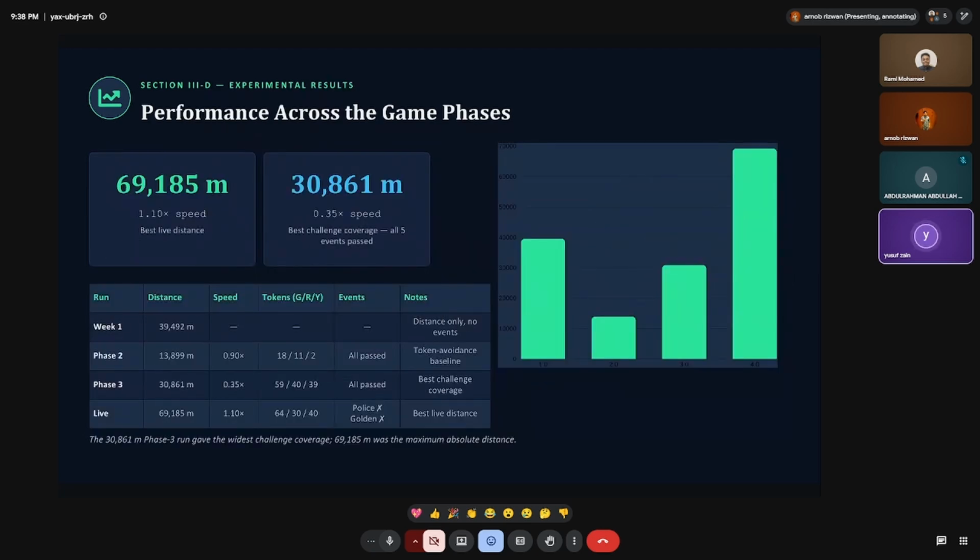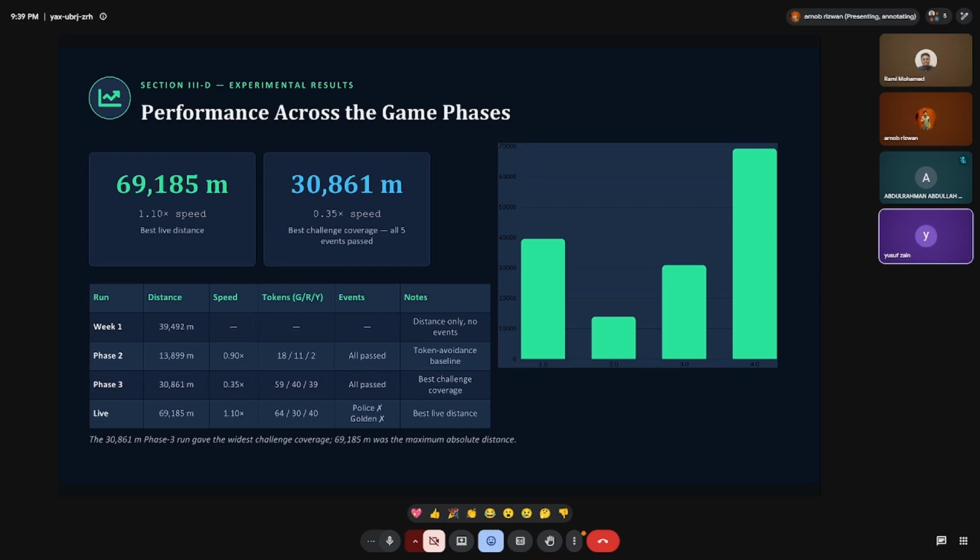Okay, and now we are going to talk about the performance across the game phases. Currently we had 4 phases throughout the development. In the first phase, we go for distance, at 39,000 per meter. We did test the speed and we did check the tokens and events, and this is only for the distance. No events happen. In the second phase, we implement the speed and the tokens and events.